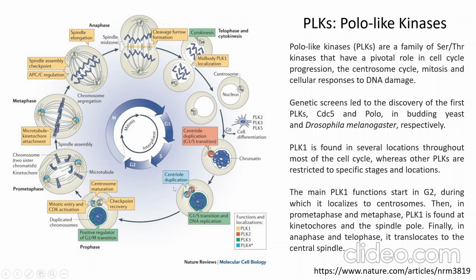The other ones as well seem to be okay. They seem to be more localized to one part of the cycle. For instance, your PLK4 is mainly associated with centriole duplication, whereas your PLK2 is more important during the G1/S transition, making sure that the cell is ready for centriole duplication. So I just thought I'd show you guys something other than cyclins and CDKs, and one of the examples of that is this polo-like kinase.